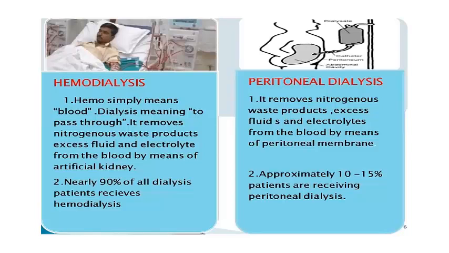Whereas peritoneal dialysis removes nitrogenous waste products, excess fluid and electrolytes from the blood by means of the peritoneal membrane. Here in hemodialysis, we use the artificial kidney, the dialyzer. In peritoneal dialysis, the same work is done, but by means of the peritoneal membrane. Approximately 10 to 15% receive peritoneal dialysis. In Western countries, they generally go for peritoneal dialysis, but in India, we generally go for hemodialysis. About 90% of all patients receive hemodialysis.